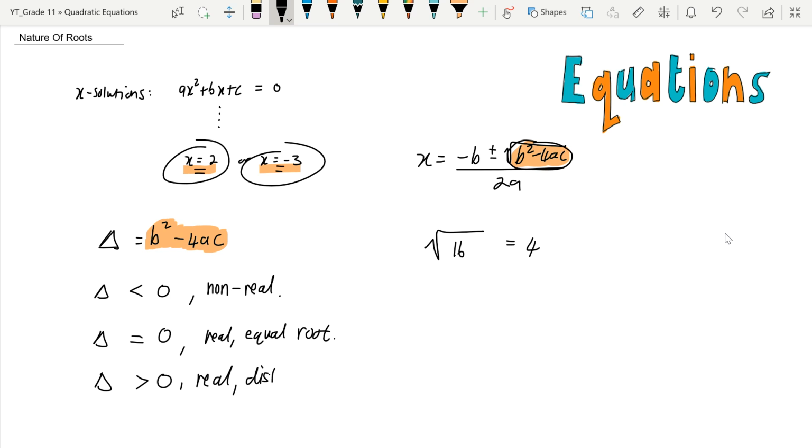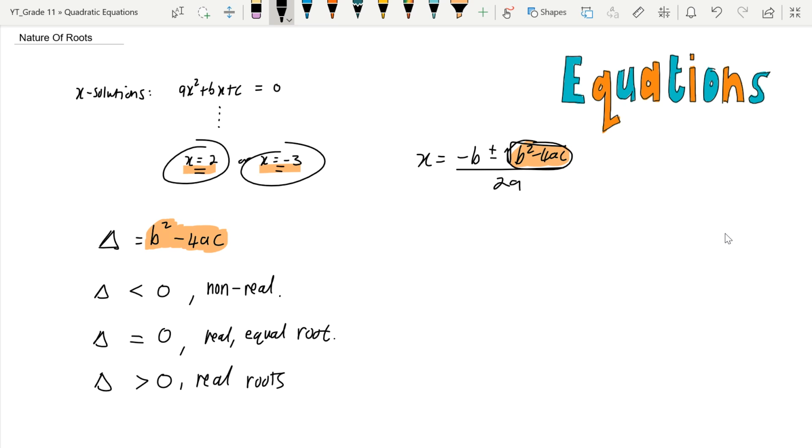So real, and let me just say real roots for now. We're going to make a distinction there quickly. I'm using that word distinct a lot. So let's just quickly see. When your delta is bigger than 0, we've got real roots. But now we can take it one step further.